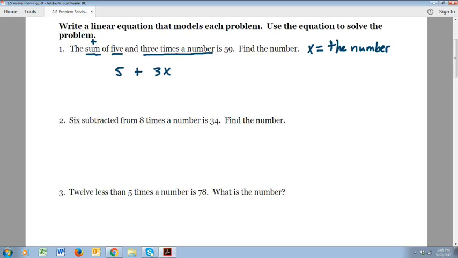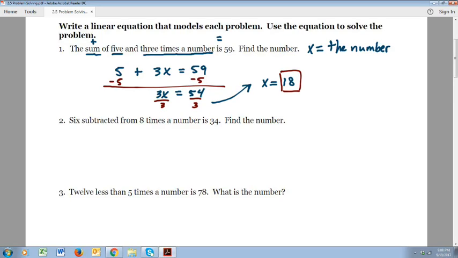When we see "is" in a sentence like this, we treat it like an equation, so this is just equal to 59. This is just a basic two-step equation, so you should subtract 5 on both sides. You're going to get 3x equals 54. We'll divide each side by 3, and we get 18, which is our answer. That's the number that works here. You could actually plug that in: 5 plus 3 times 18 should equal 59. If you check it, you'll see that it does work.